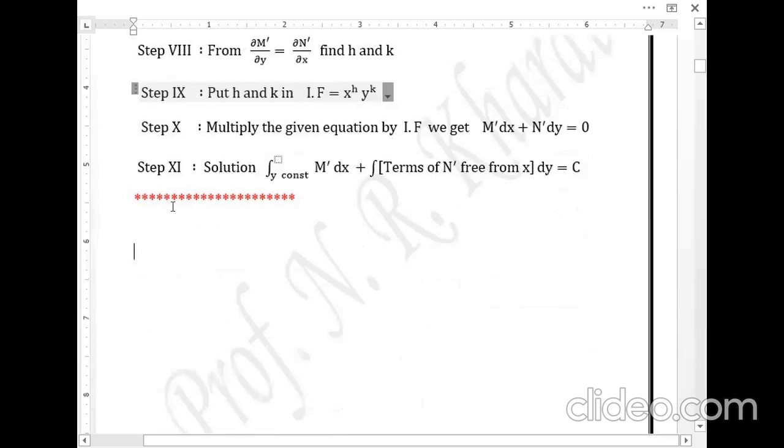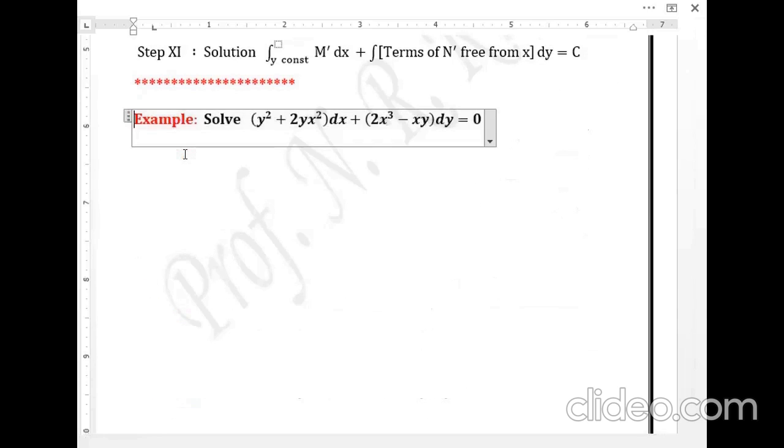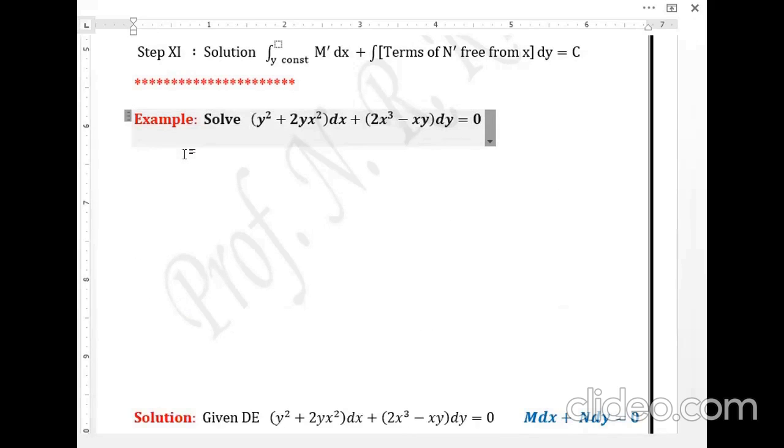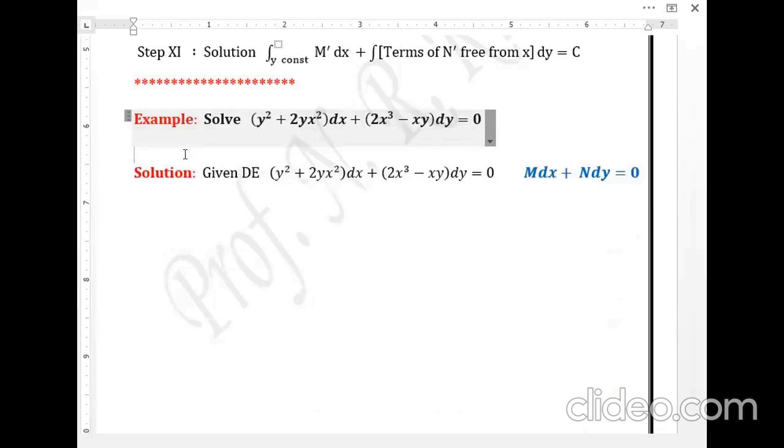The example will tell all the idea regarding the rule number. The example is given here. Solve (y² + 2yx²) dx + (2x³ − xy) dy = 0. The given differential equation is of the form M dx + N dy.